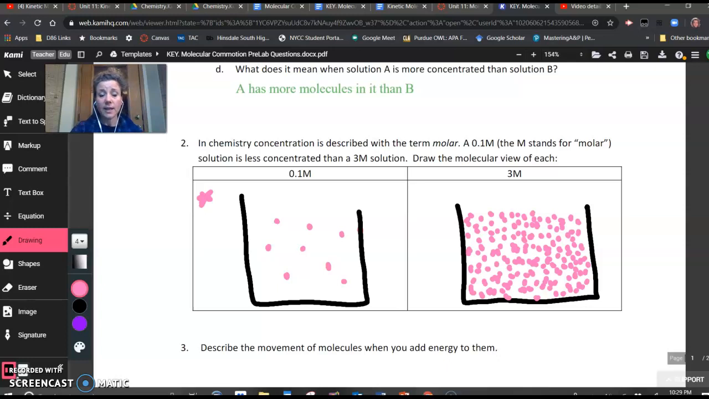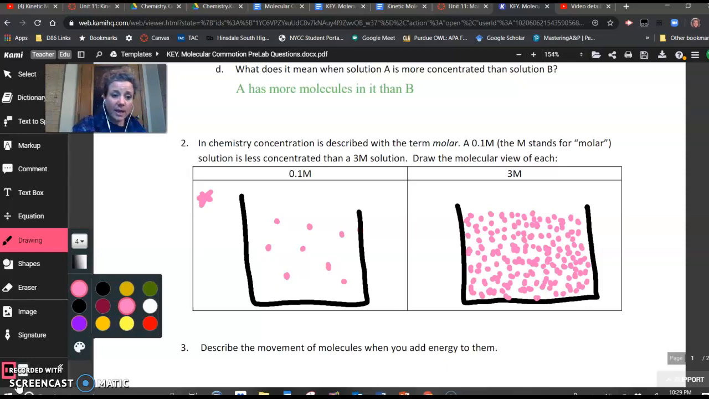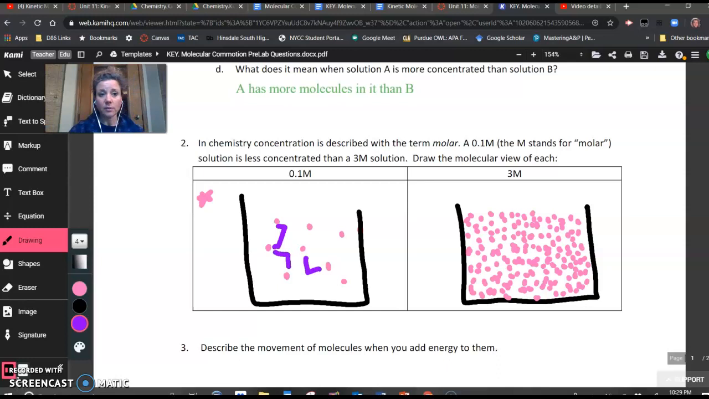And one of the things that happens when you increase the concentration and you make the solution more crowded with molecules is that you are increasing the likelihood that the molecules are going to collide or bump with each other. And that is something that is necessary in order for chemical reactions to occur. Whereas in our 0.1 molar solution, we have a lot more space in between each molecule here, and so it's a little bit less likely that they're going to collide with each other and cause a reaction.